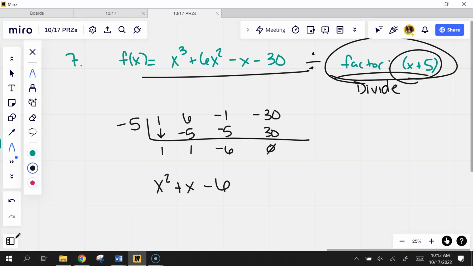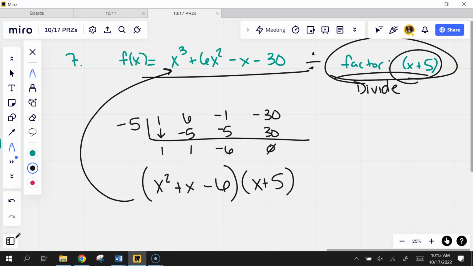Now, the point of this was to factor completely. I know that whenever I divide by something, I can take what I got when I divided and what I divided by and multiply them together to equal the same thing. So x squared plus x minus 6 times x plus 5 is actually the same thing as x cubed plus 6x squared minus x minus 30. Does everyone agree? Same thing as 6 divided by 3 equals 2, and 3 times 2 is 6. Just like that, I can multiply these two things together.